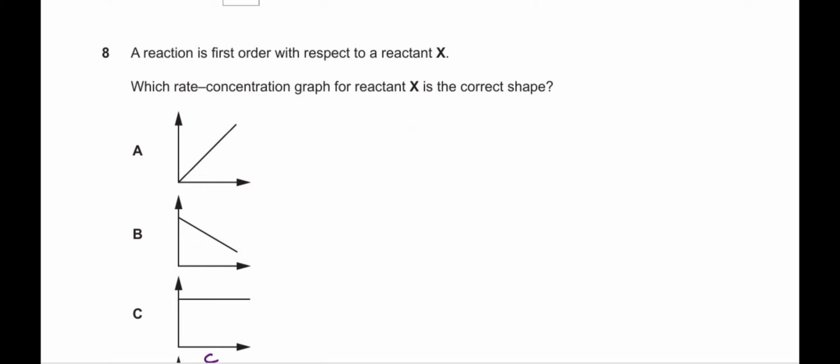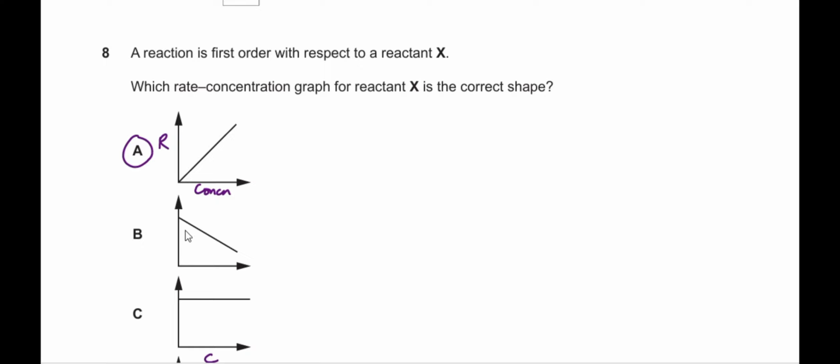Question 8. A reaction is first order with respect to a reactant X. Which rate concentration graph for the reactant X is the correct shape? So if I label this y-axis as rate and x-axis as the concentration, you can see that the rate is proportional to the concentration. When concentration increases, the rate also increases in a 1-to-1 scale factor proportion. Therefore, this answer is correct with respect to reactant X.